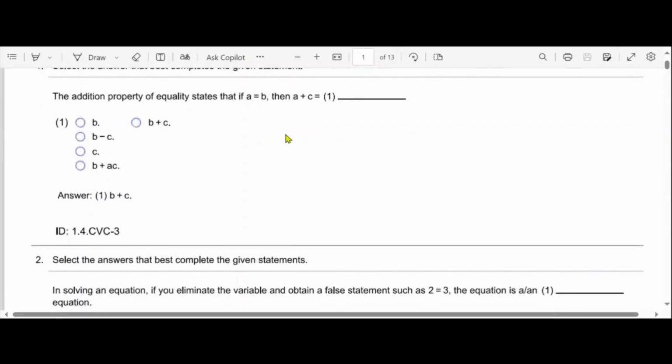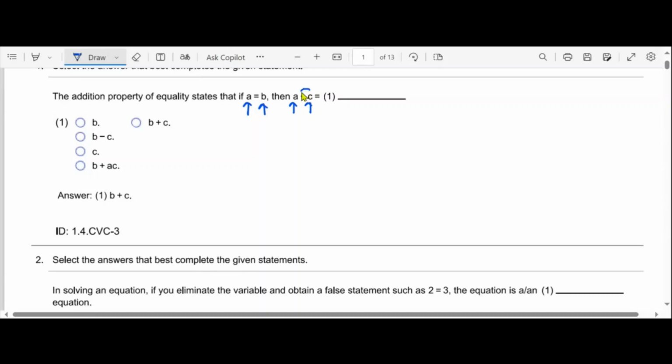Okay, question number 1. The addition property of equality states that if A equals B, then A plus C equals... Okay, we have here, if A equals B, and A plus C.